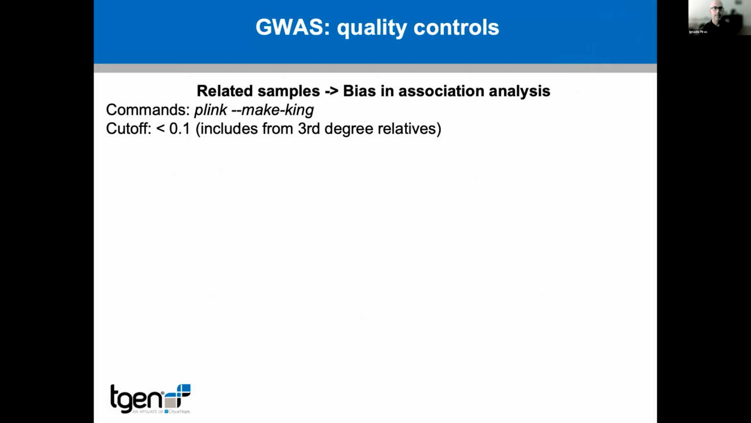Other steps: we sometimes need to remove related samples because they can create some bias in the association analysis. For example, if we have related samples in the group of patients, there will be an overrepresentation of some genetic variants. So when we compare the patients with the controls, we can find some significant signals, but there is not an association with the disease; it's because of the overrepresentation of those genetic variants in the patients due to the related samples.